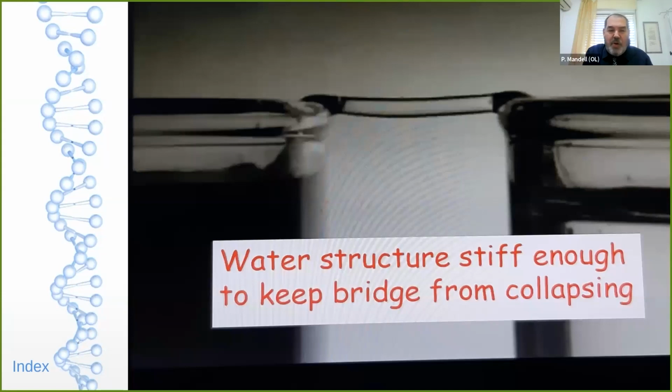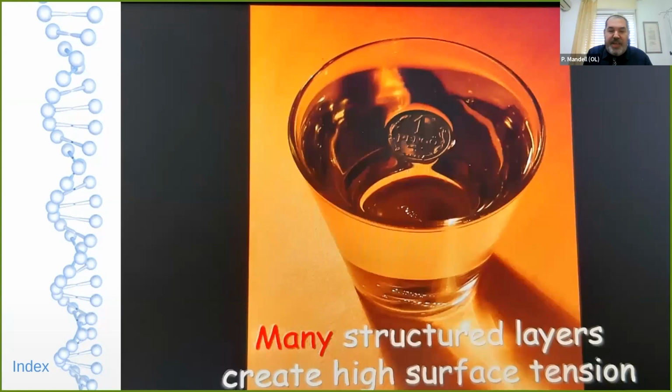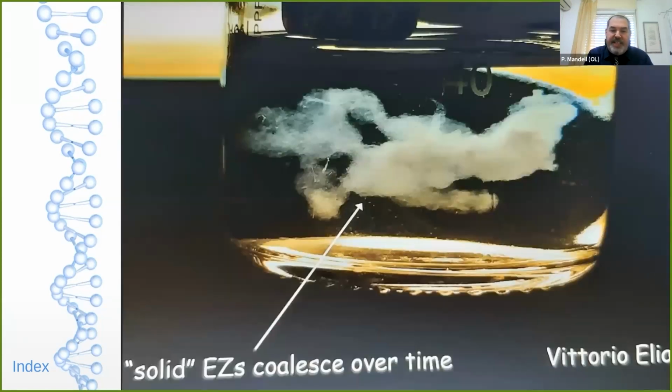You can't do this with ordinary water. You can see there's a bridge of water between the two glasses, and the water is stiff enough to keep the bridge from collapsing. Here you can see a coin floating in the glass of EZ water, because EZ water is more viscous, let's say, so kind of more gel-like than a fluid as it is in its liquid state. Here you can see EZ coalescing over time because it's actually structuring itself.